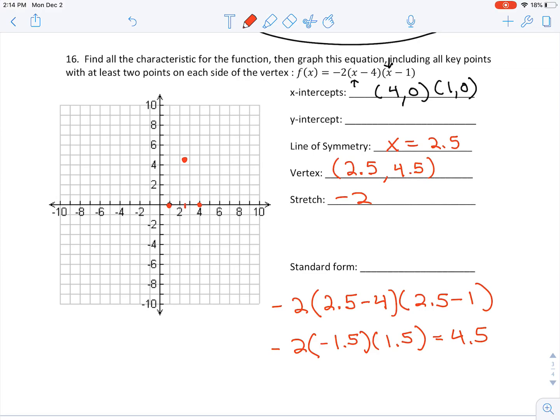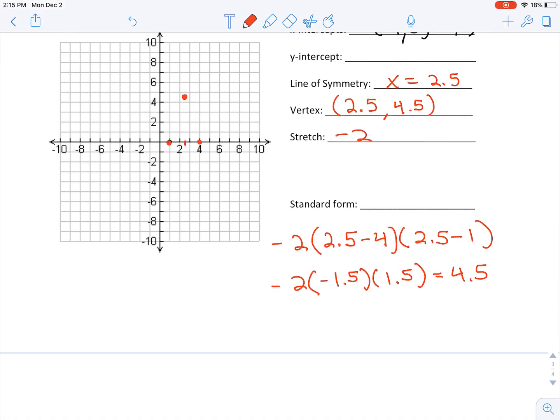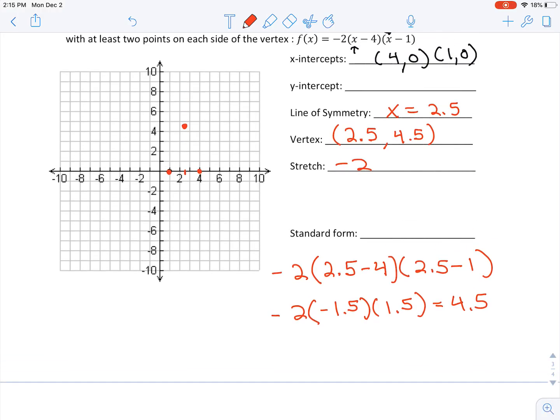All right, what else do we need? We need the y-intercept, and we need standard form. I'm going to go for standard form first. So remember, standard form is FOIL. So I have -2 times x minus 4, and then x minus 1. And the key to this is to FOIL x minus 4, x minus 1, and then whatever we get, multiply it by -2.